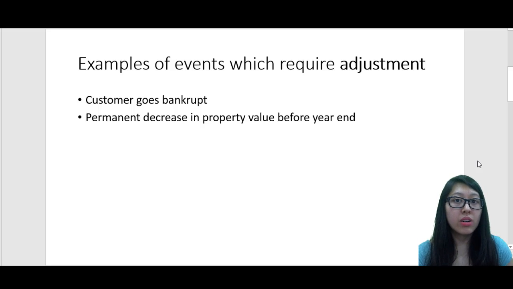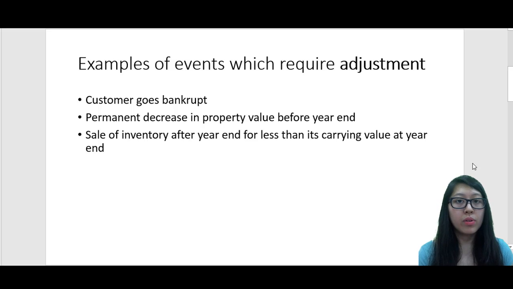So if we have listed our property at some certain value at the year end, and subsequently there happens to be a downward revaluation, then that means we're going to have to also write down the amount. Otherwise, that would mean that we're overstating our assets, and that would make our financial statements not true and fair.